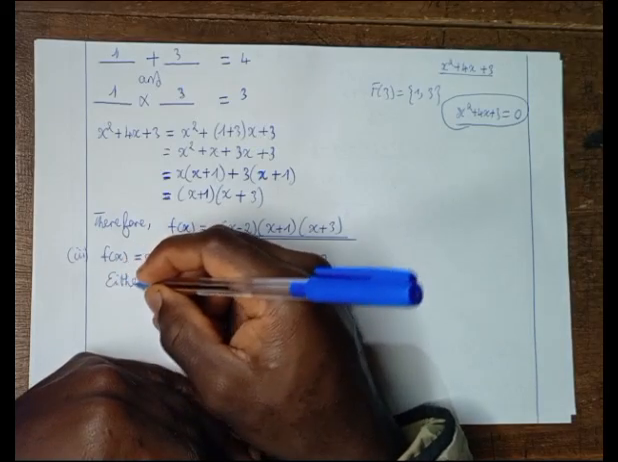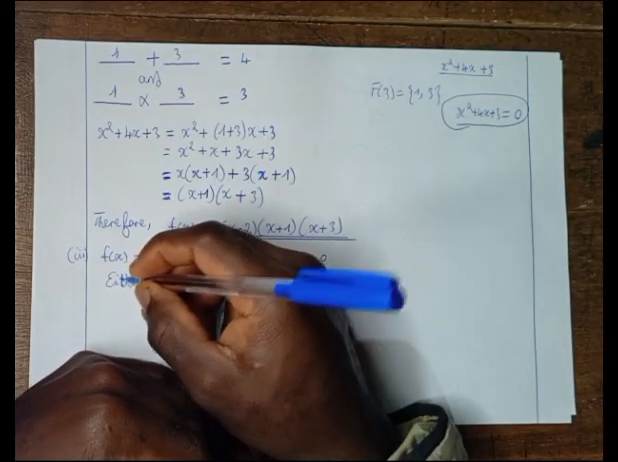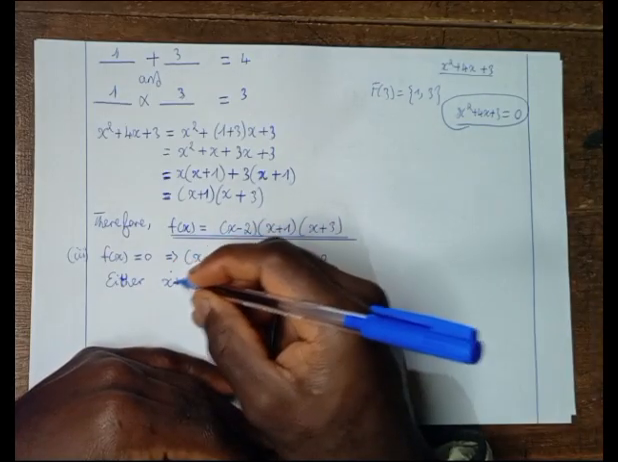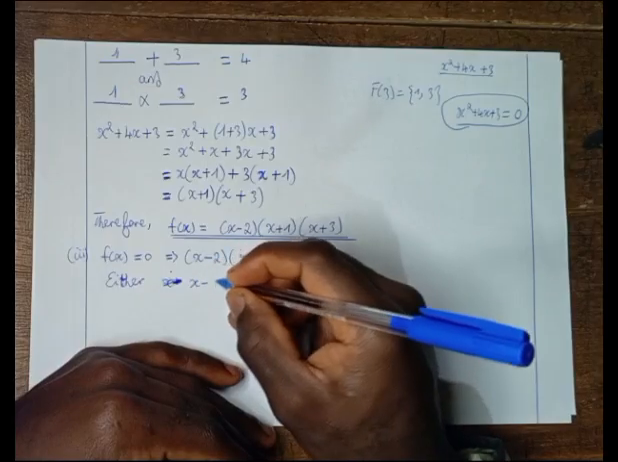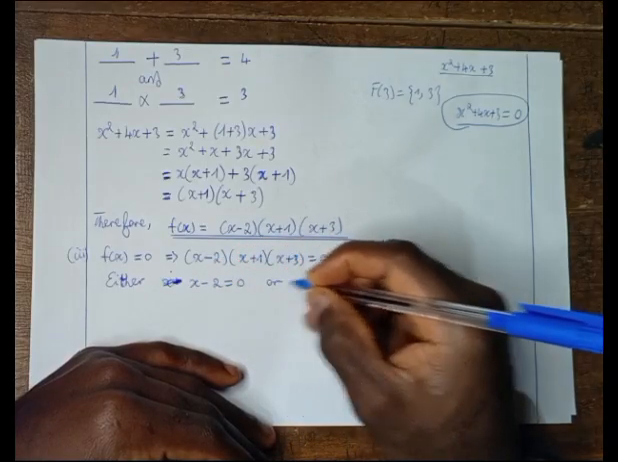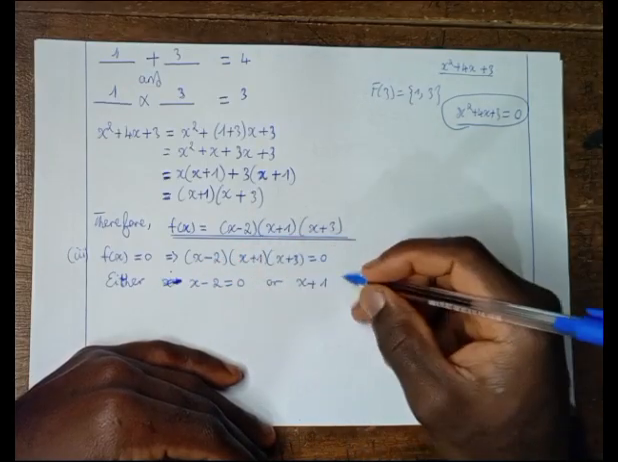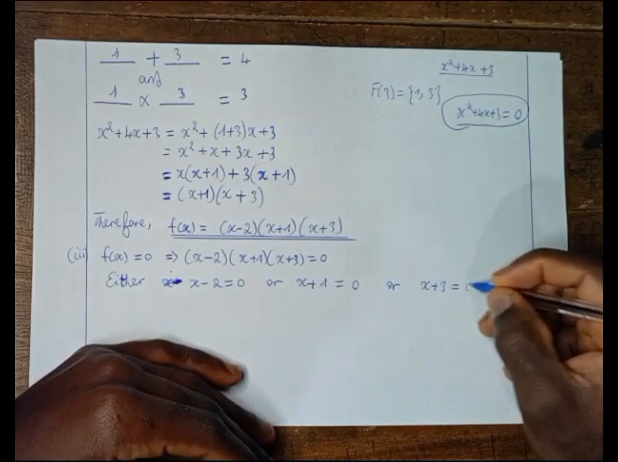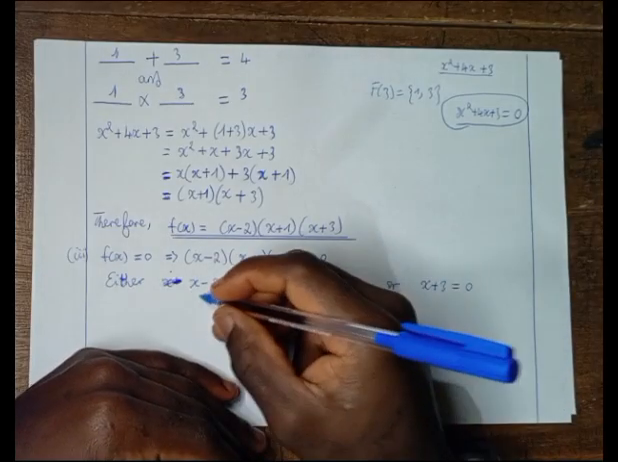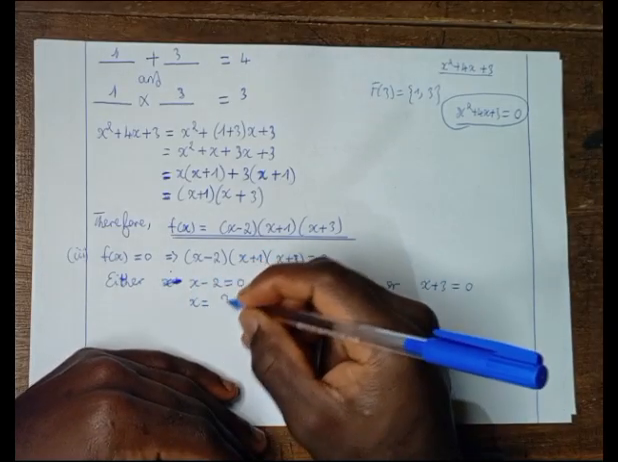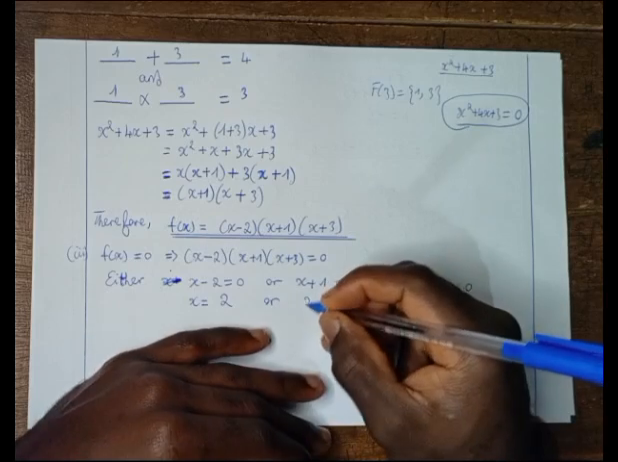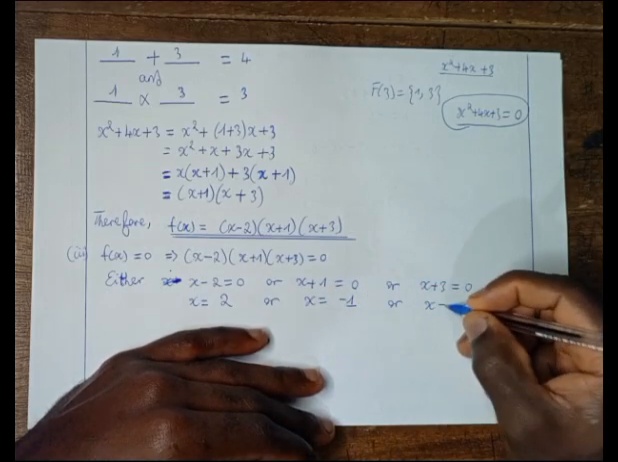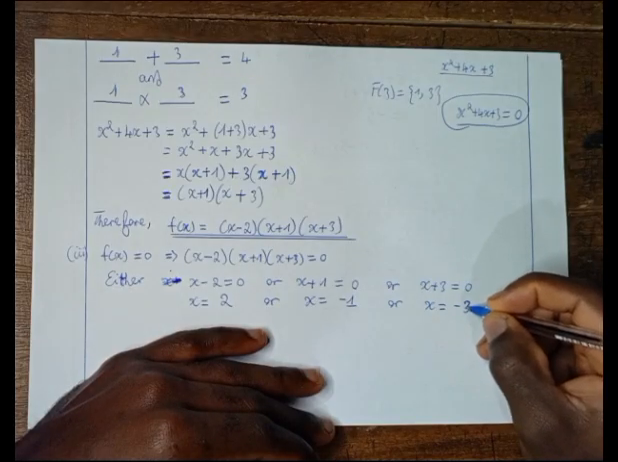either, because x cannot take 3 values at the same time, either x minus 2 is equal to 0, or x plus 1 is equal to 0, or x plus 3 is equal to 0. Here, if we make x the subject of formula, x will simply be equal to 2, or x will simply be equal to -1, or x will simply be equal to -3.